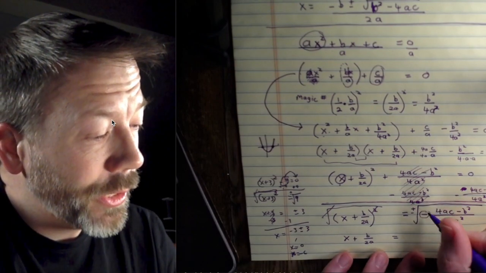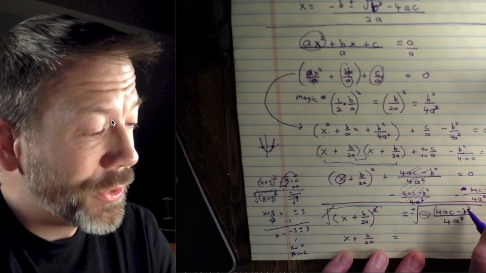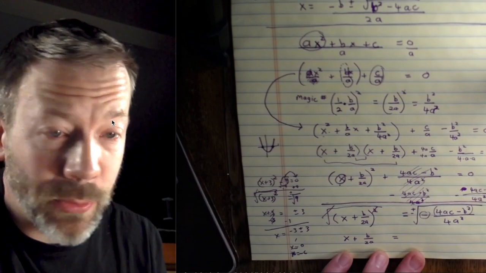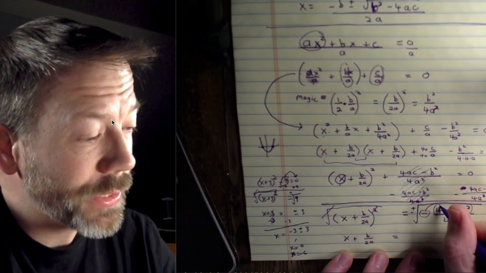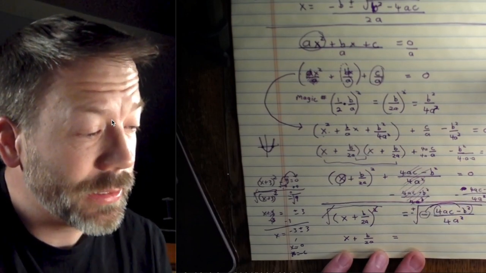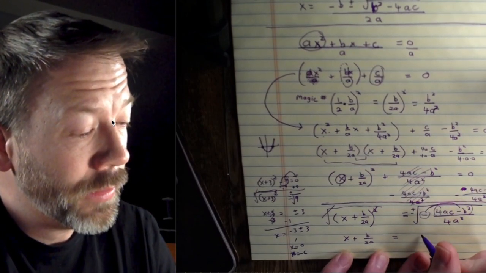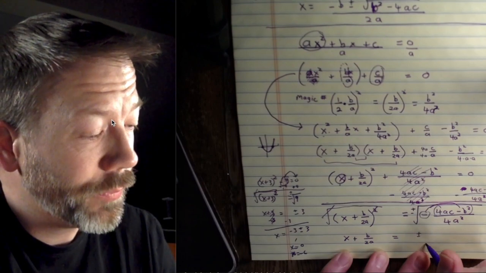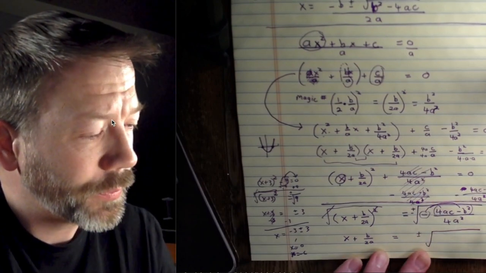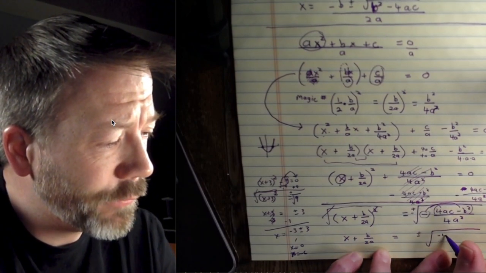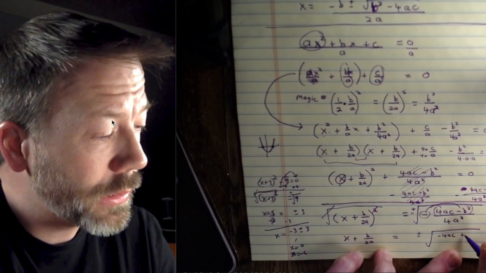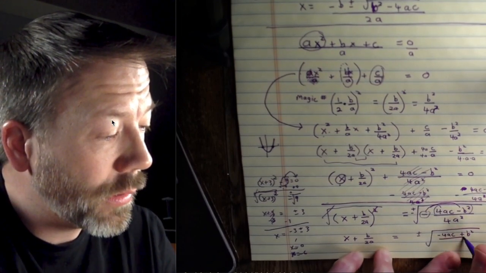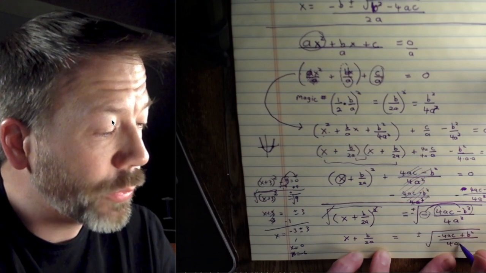Also, this negative sign right here, there's technically parentheses right here, even if we didn't take the time to write them. And I'm going to distribute that minus sign through those parentheses like this, and end up getting plus or minus square root. That's going to be negative 4ac plus b squared all over 4a squared.